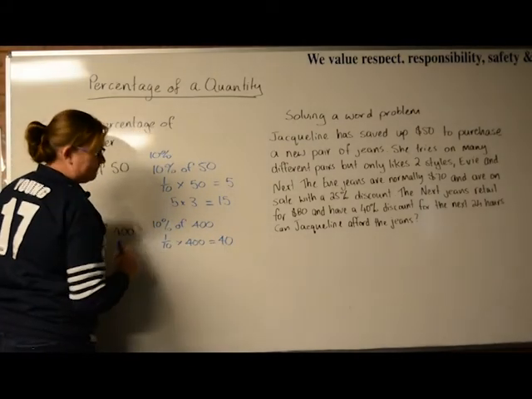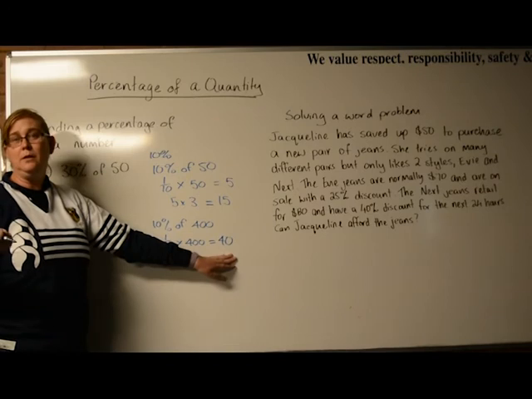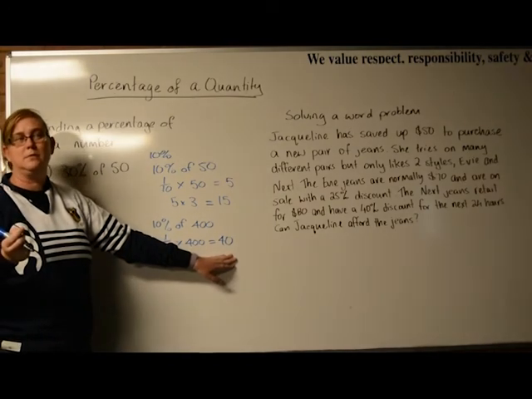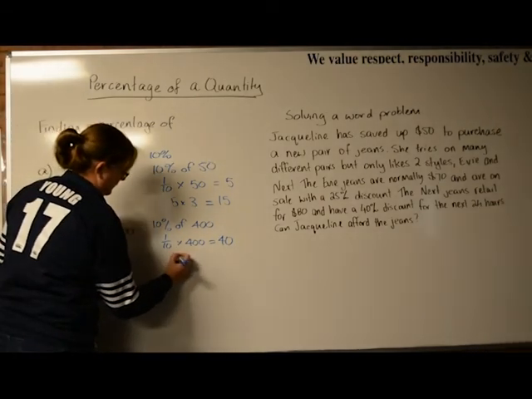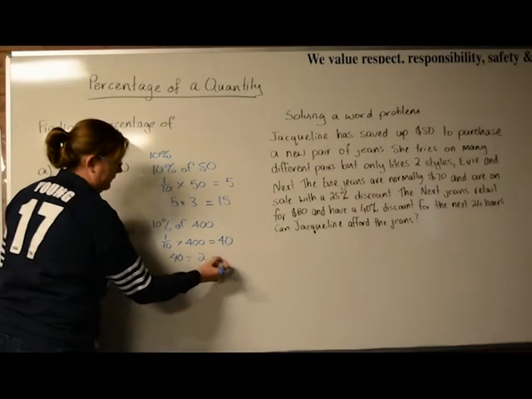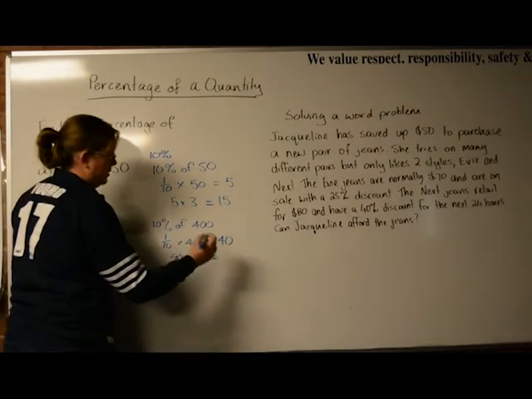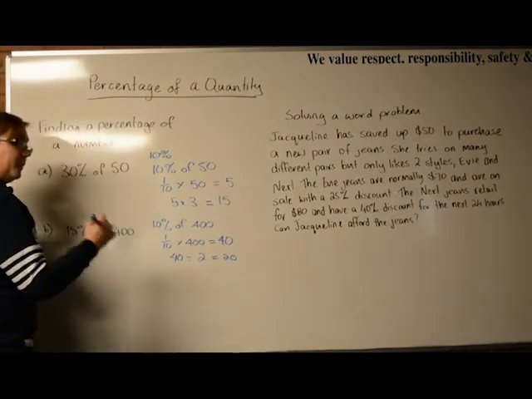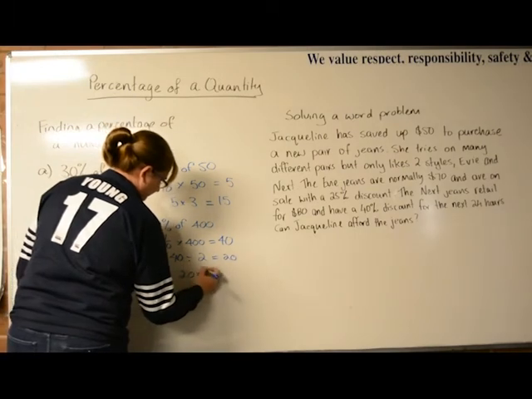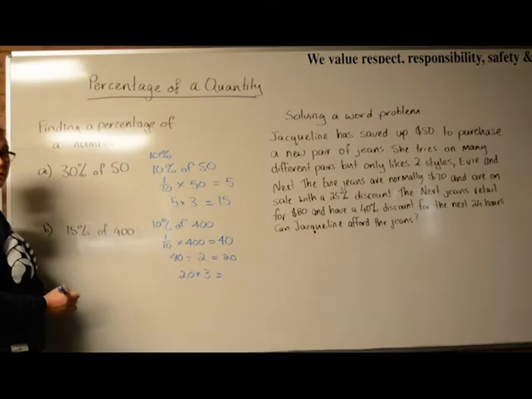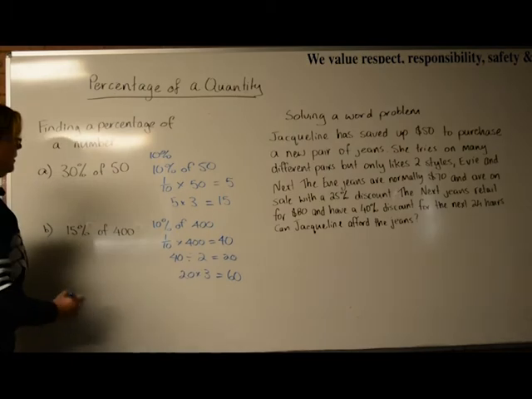So 10% is 40. So which way would we like to do it? Would we like to divide and then multiply, or multiply then divide? We want to divide then multiply. So we're going to go 40 divided by 2 because we're going to halve it, to get 5%. What's 40 divided by 2? 20. And then what do we need to times 20 by to get our 15%? 3. And what is 20 times 3? 60.